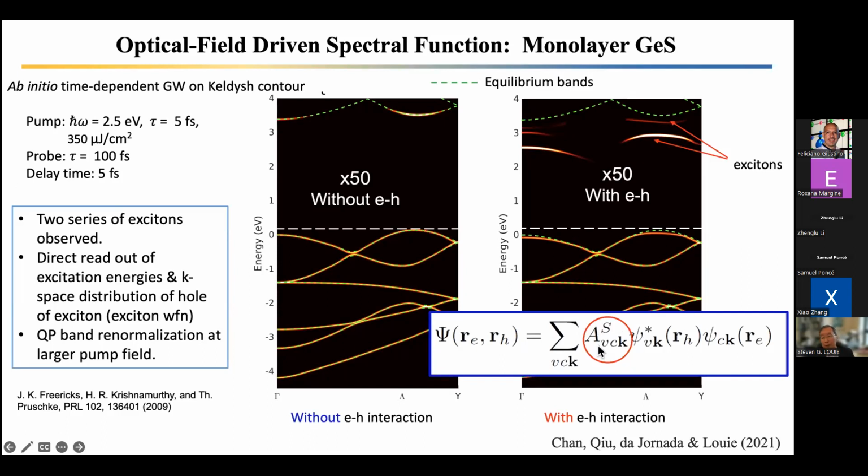So this kind of experiment is doable now, and it has been performed in the last couple of years by a number of experimental groups. You could now get out directly the exciton energy and wave function of the system. And in fact, you could see that in the presence of the pump light, you could have also a renormalization of the quasi-particle bands due to many electron interactions.